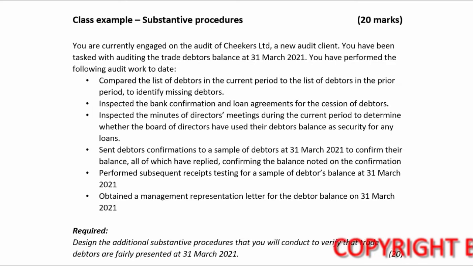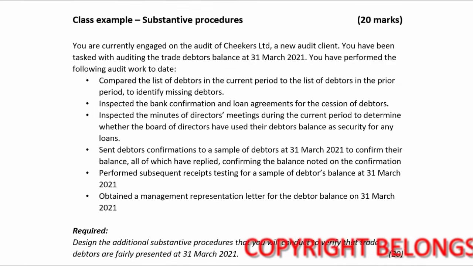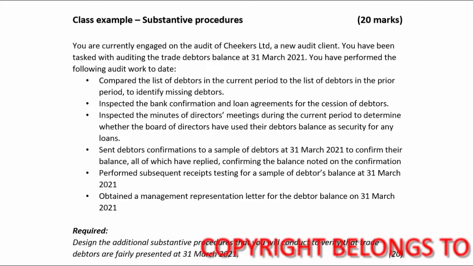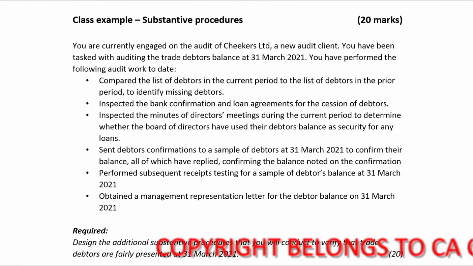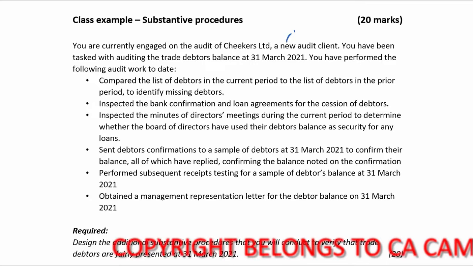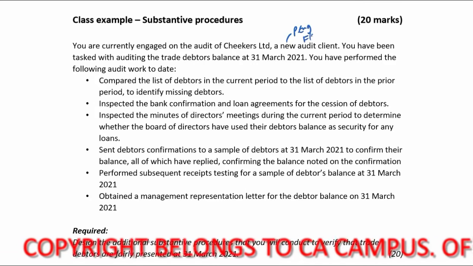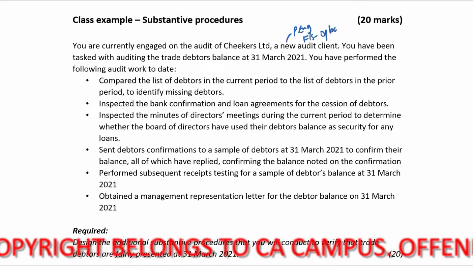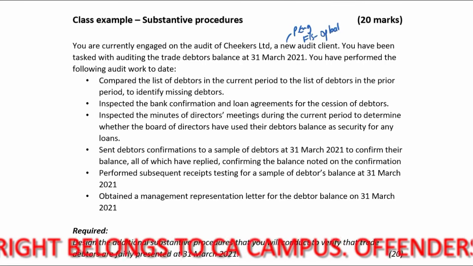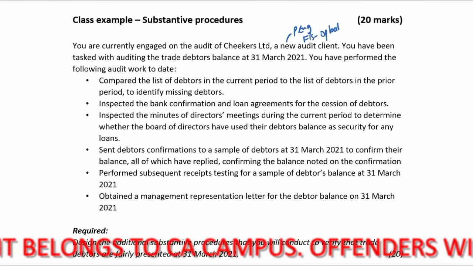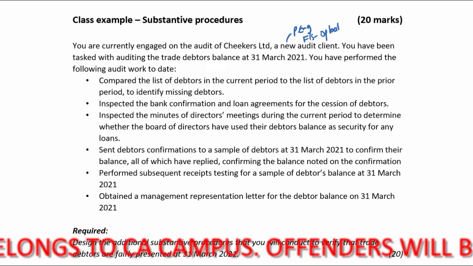So here's your class example. This is what you should have picked up in your reading time. You are currently engaged on the audit of Checkers Limited, a new audit client. So I should be saying pre-engagement, and I should be saying risk at the financial statement level because of opening balances. You have been tasked with auditing the trade debtors balance at 31 March 2021.